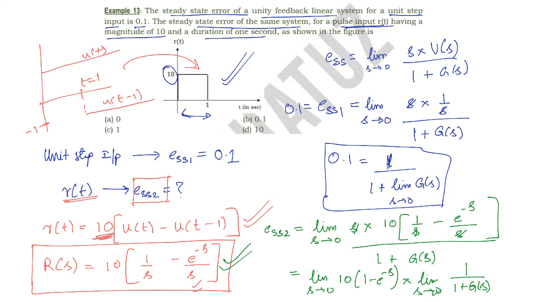This value, you know, is 0.1, which is already there. Now what is this part? Limit s tends to 0 of 10 into 1 minus e to the power minus s. If you substitute s equal to 0, e to the power minus s will become 1 and 1 minus 1 will become 0. So ESS2 will be equal to 0. What will be the option? It is option A.